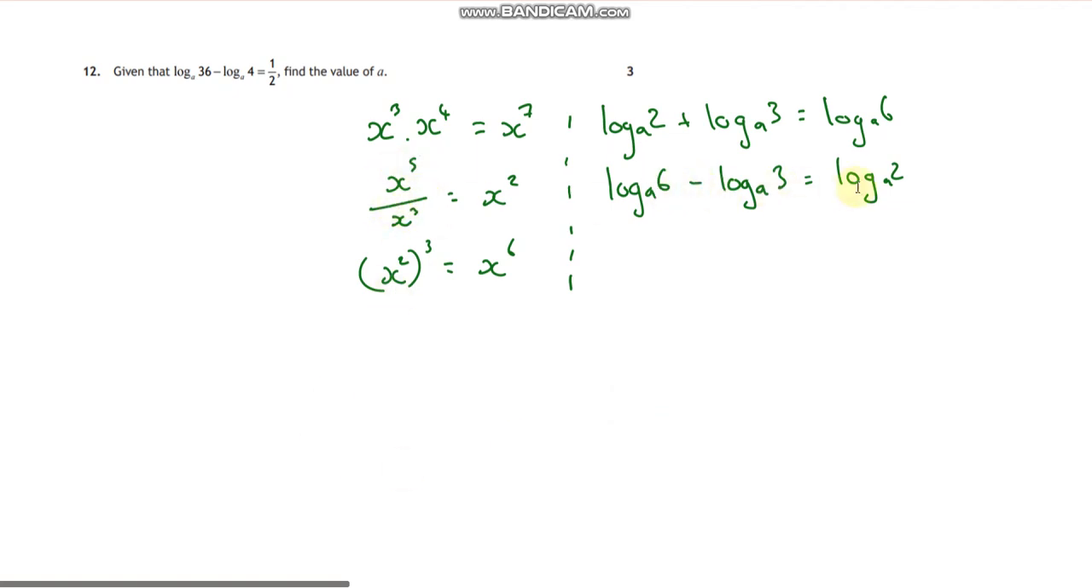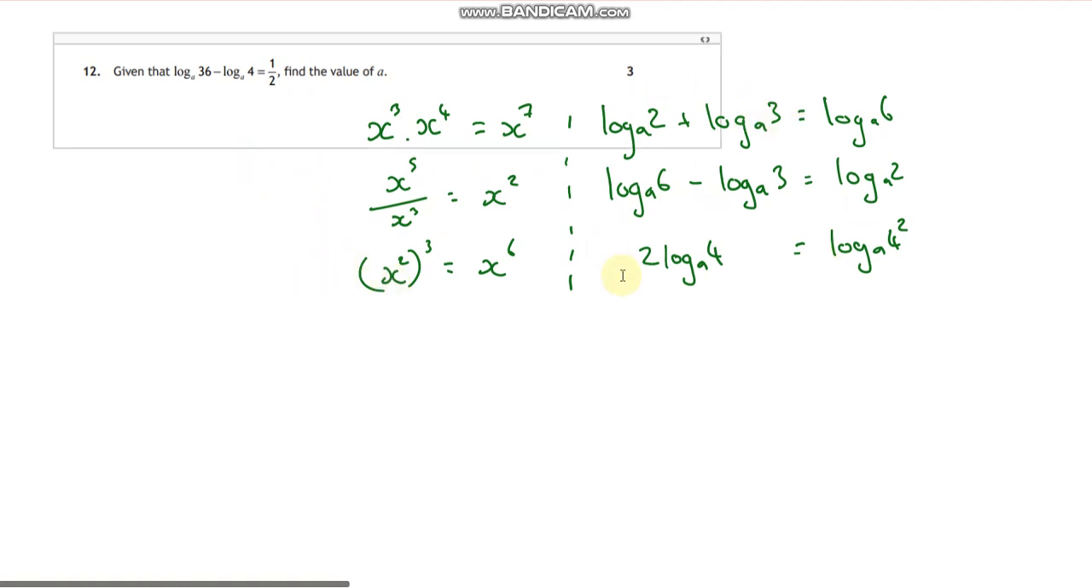Take away means divide. And if I've got something like 2 log a 4, that's the same as log a 4 to the power of 2. You multiply when you've got a power, and that's 2 times log, isn't it? So they're very linked to your indices rules. So try not to think of them as a whole other set of rules. And yeah, let's just rearrange and see what we get.